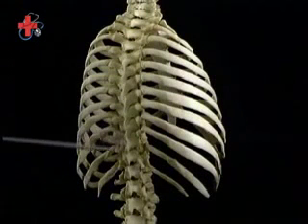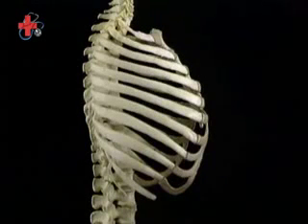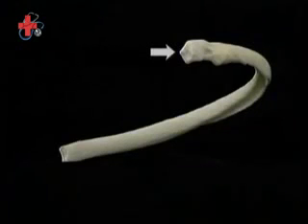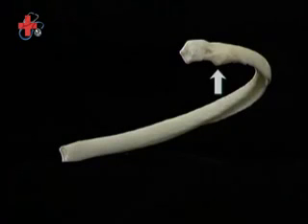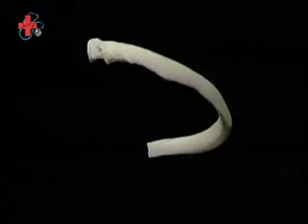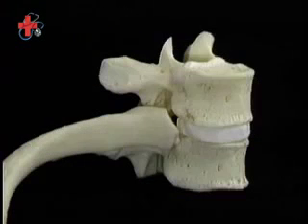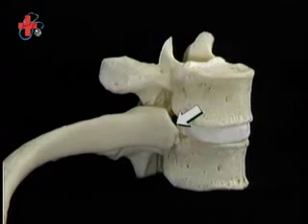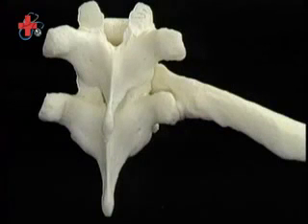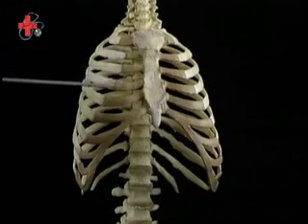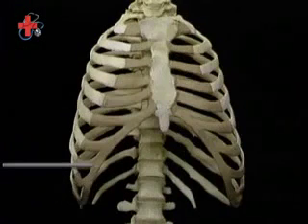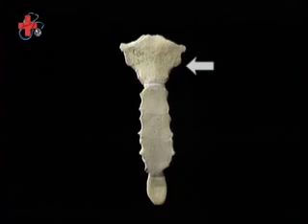Here are the thoracic vertebrae and the ribs. Here's the head of the rib, the tubercle, the neck, and the angle. Here's the costovertebral joint and the costotransverse joint. Here are the costal cartilages. Here's the costal arch. Here's the sternum, the manubrium, the body, and the xiphoid process.